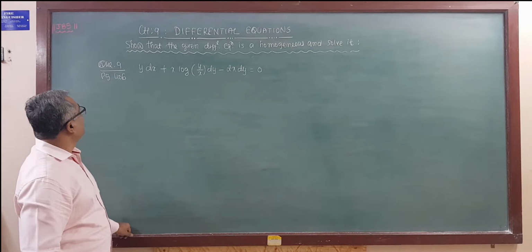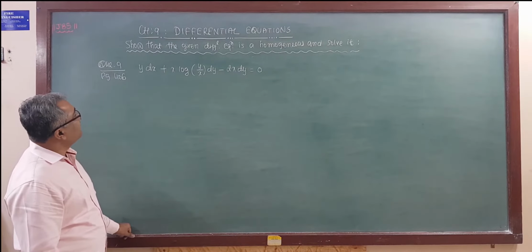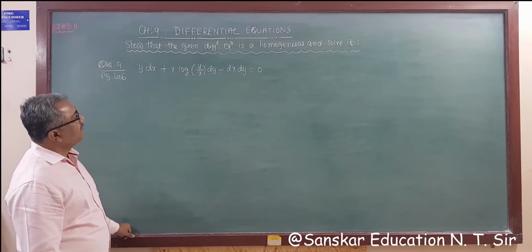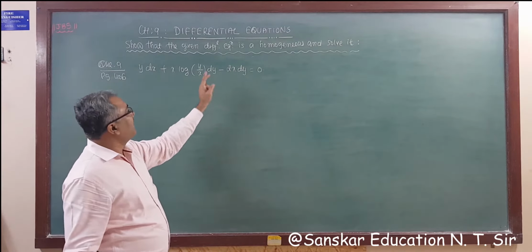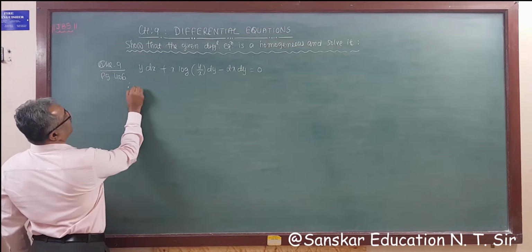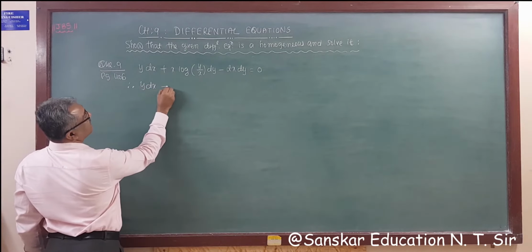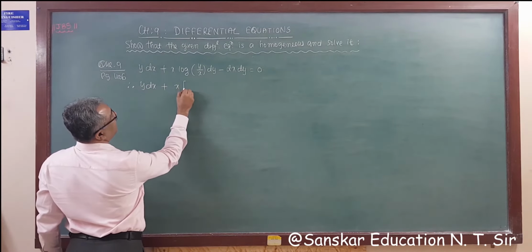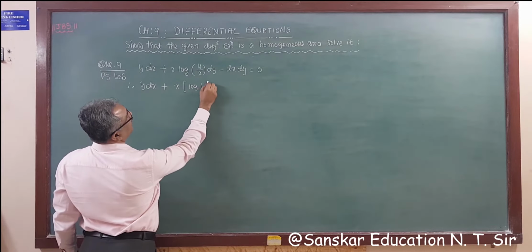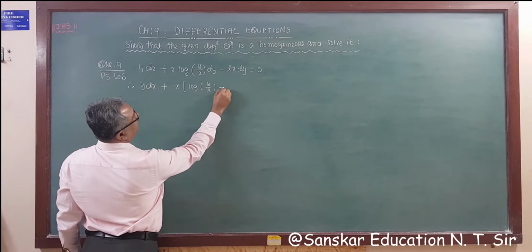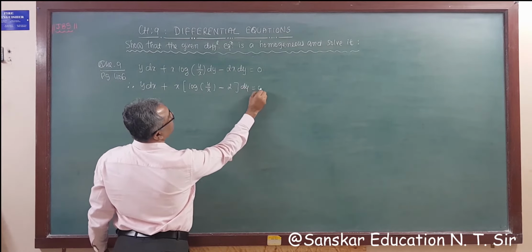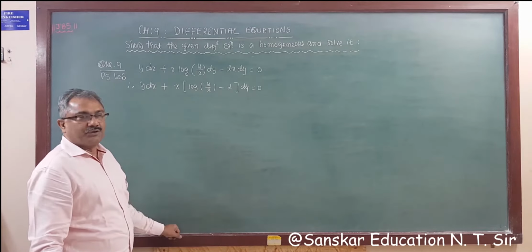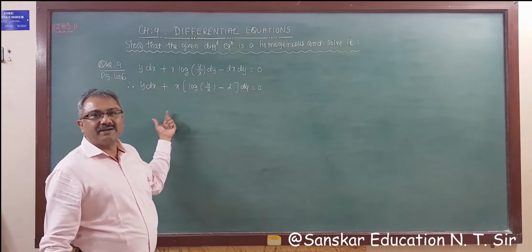Question number 9, page 406. y dx plus x log(y/x) dy minus 2x dy equal to 0 is given. So here is 2 times dy, also x is common. Taking x dy common, we get y dx plus x into bracket log(y/x) minus 2, dy is equal to 0.